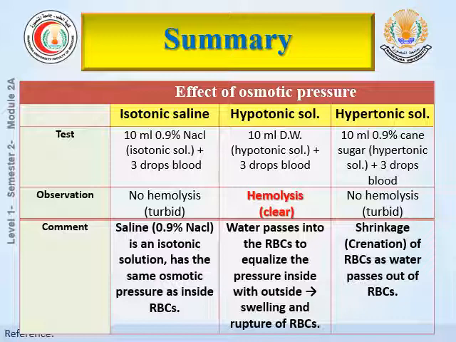Observation: hemolysis occurs only in the hypotonic solution. Comment: in isotonic solution, osmotic pressure is equal outside and inside RBCs, so no hemolysis occurs. Hypotonic: water passes into the RBCs to equalize the pressure. Hypertonic solution: shrinkage of RBC.